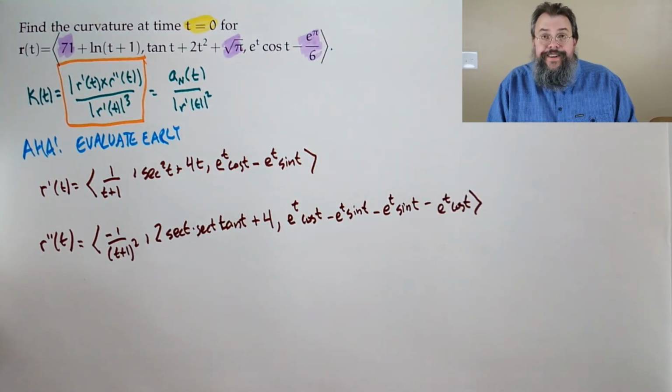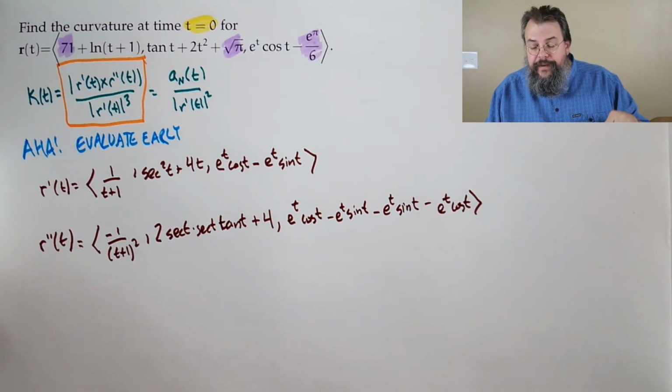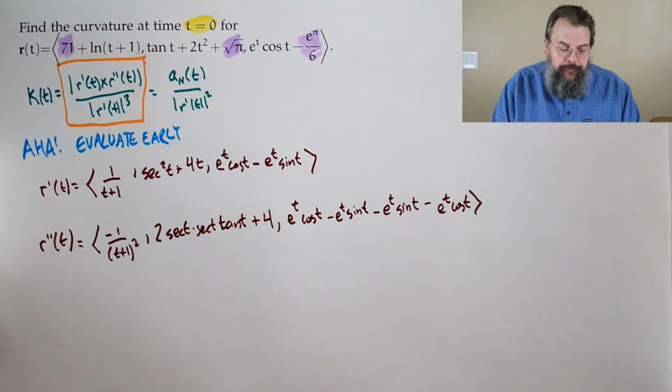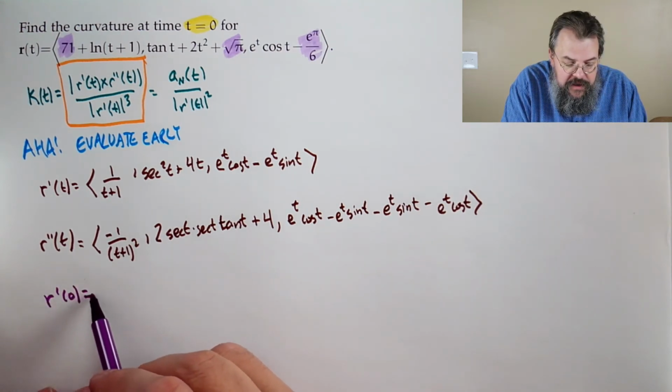Okay, good, good. Now, let's see what we have. Put everything together, and hopefully life is good, because we're ready to evaluate before we proceed. So, what is r prime of 0?